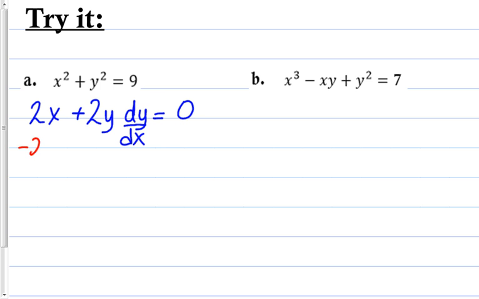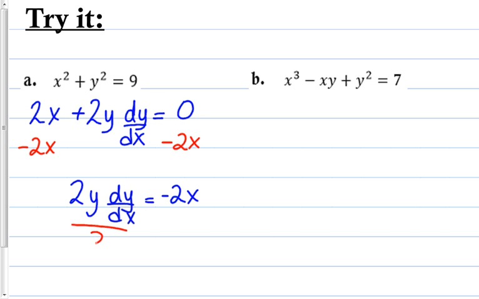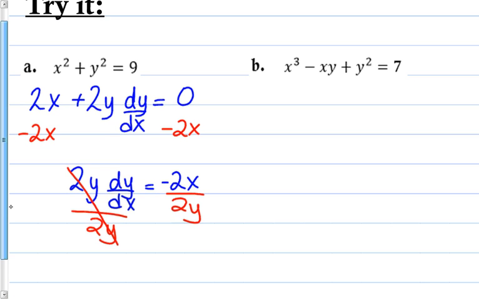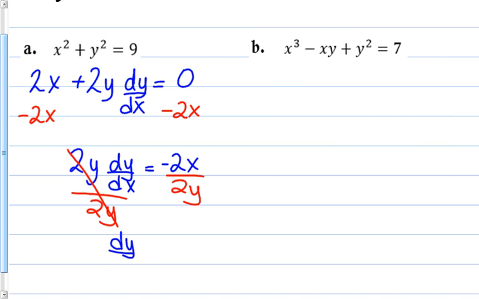So the 2x doesn't have a dy/dx, so I'm going to move that over by subtracting it. And then now I have 2y dy/dx equals negative 2x. I want to isolate the dy/dx, and the easiest way to do that is just to divide this by 2y. It'll cancel out that 2y on top there, and then I have to do it to the other side as well. Simple algebra rules. So now the dy/dx is by itself, and then I have basically negative x over y because the 2's cancel out. And there's my answer for that.